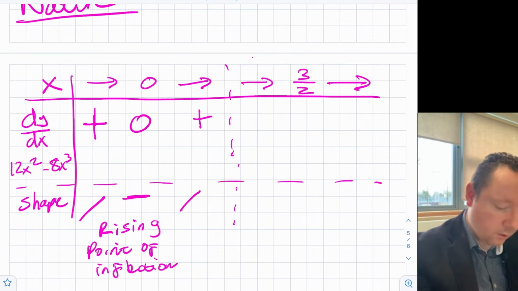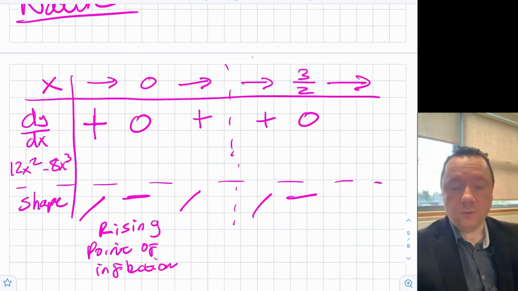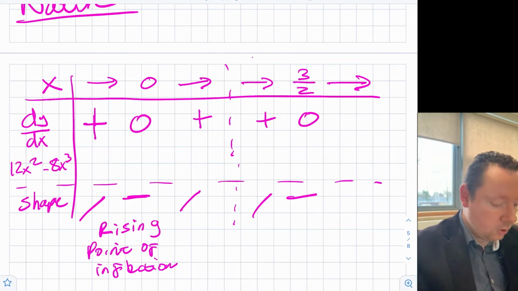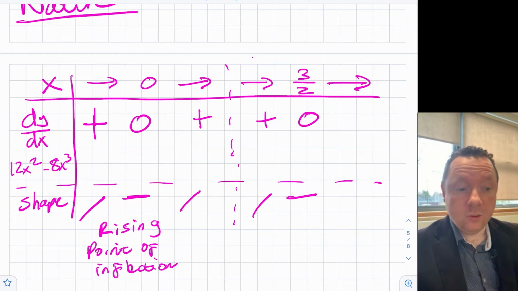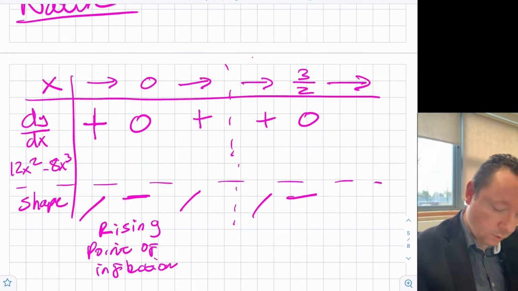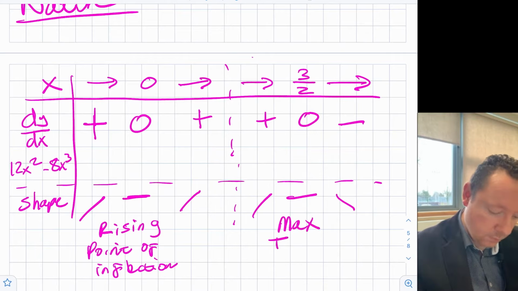And similarly, looking at the other side, picking 1 again, we get a positive answer. 0 at 3 over 2, and then a number after 3 halves, maybe try 2. 2 2s is 4, 4 12s is 48. 2 cubed is 8, 8 8s is 64. 48 minus 64 is clearly a negative answer. So negative is sloping down the way. So that's a maximum turning point.